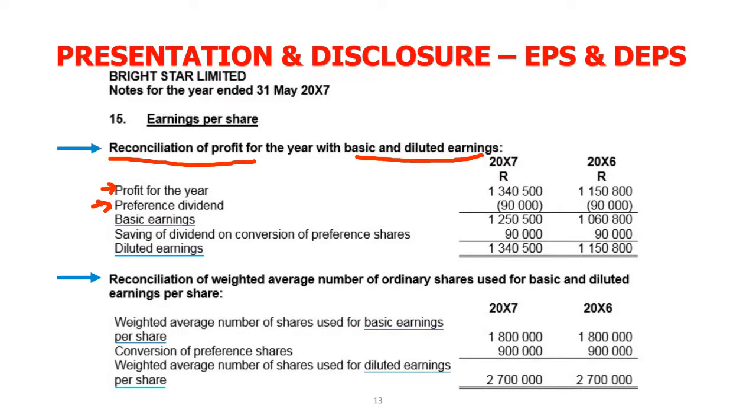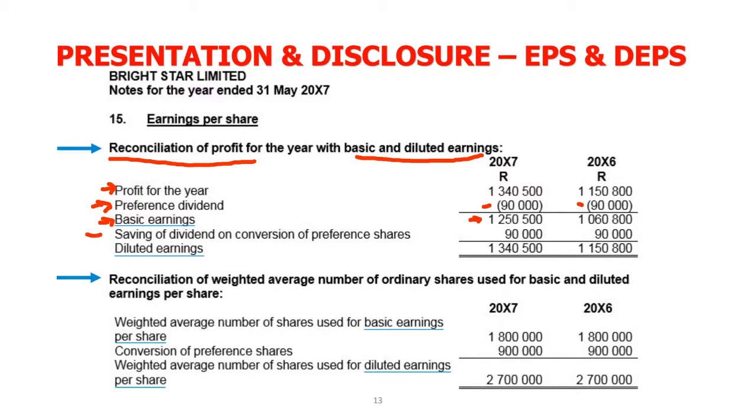Then we're going to get basic earnings per share. Remember, this is always a minus. We always want to minus the preference dividends because that amount does not belong to the ordinary shareholders. It instead belongs to the preference shareholders. So we want to reduce the profit attributable to the ordinary shareholders by that amount. So it's always a minus. We then arrive at our basic earnings per share.